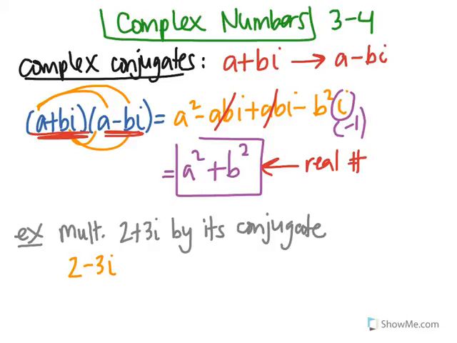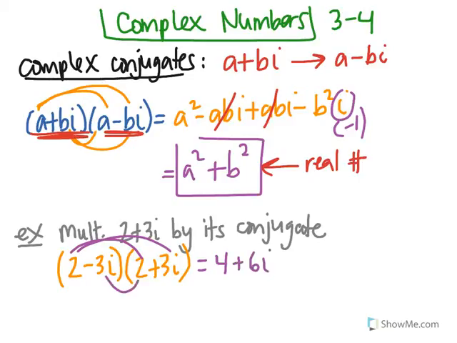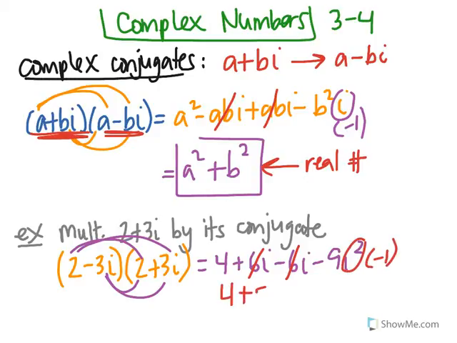And then we're going to multiply that by 2 plus 3i. So I'm going to go ahead and FOIL this out. First, I end up getting 4. Then the outer, and I end up getting plus 6i. The inner is minus 6i. And then the last is minus 9i squared. So the 6i's end up canceling out. The i squared is going to be replaced with a -1. So basically I get 4 plus 9, or 13.